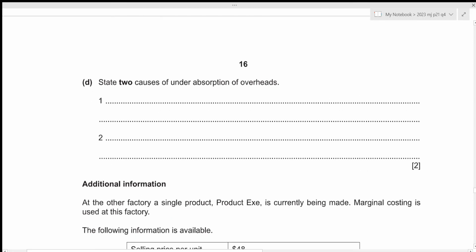We need to state two causes of underabsorption of overheads. So this is pretty simple. We have two criteria for underabsorption. The first one is on our basis of overheads. For overheads, we require our actual overheads to be greater than the budgeted overheads. So actual overheads exceed budgeted overheads.